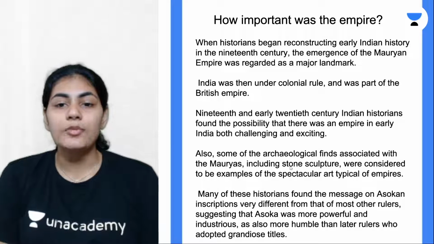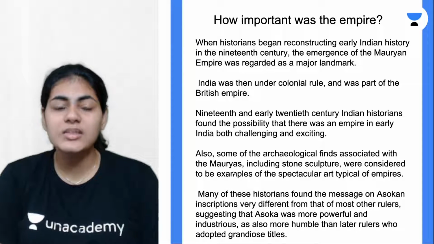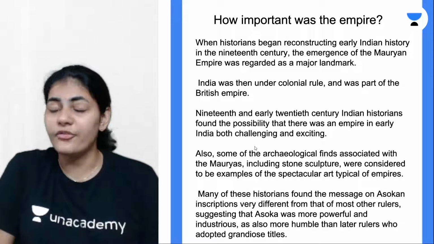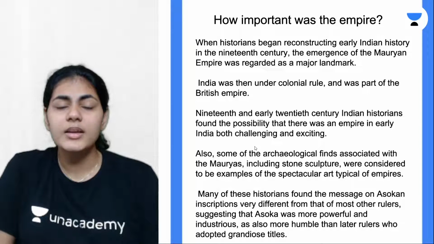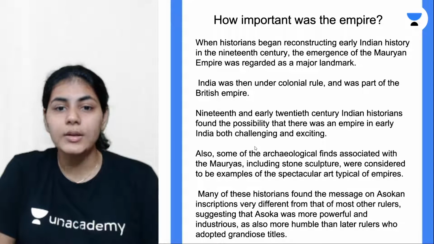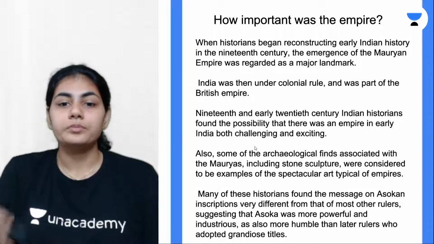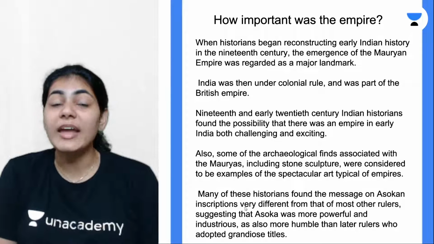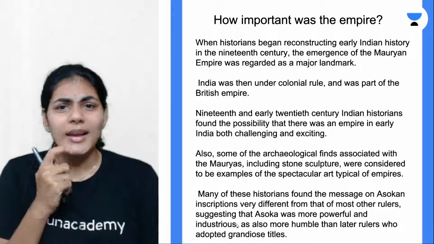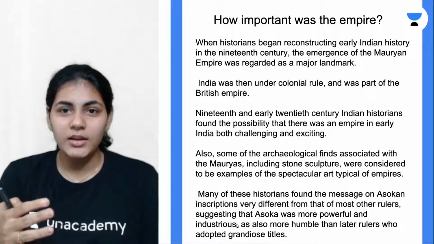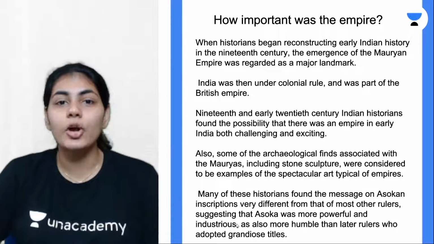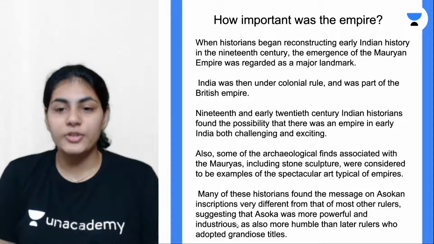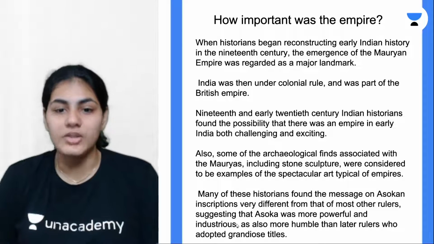And some of the archaeological finds associated with the Mauryans are also very great. For example, all these stone sculptures, right? They're very beautiful, very elegant, spectacular products. So that is also one thing. Now, many of these historians found the message of the Ashokan inscriptions very different from other rulers. There is no other ruler in India who issued all these messages and inscribed all these inscriptions to spread the good message. Nobody did that. It was for the first time that Ashoka did something of this sort.